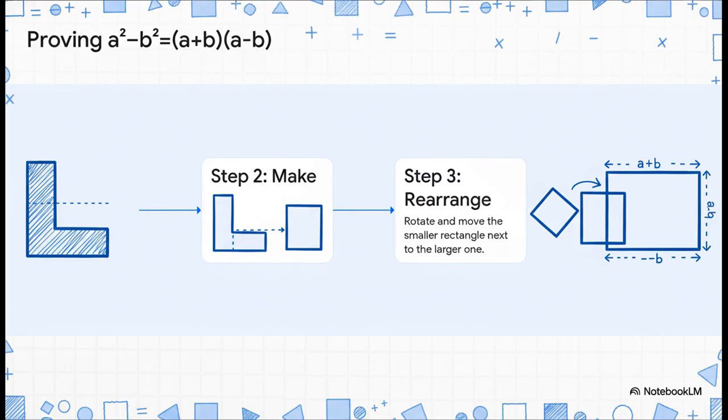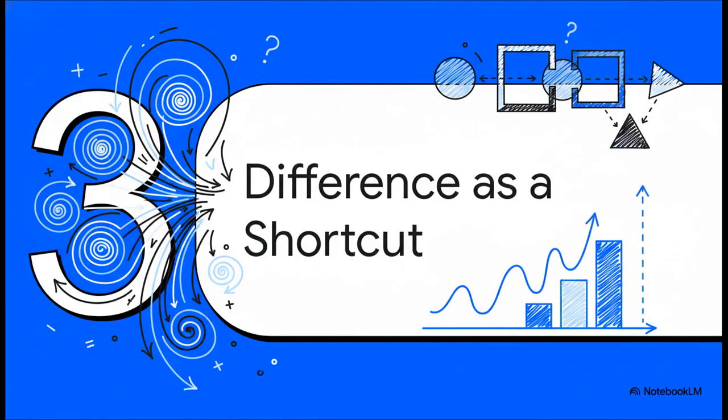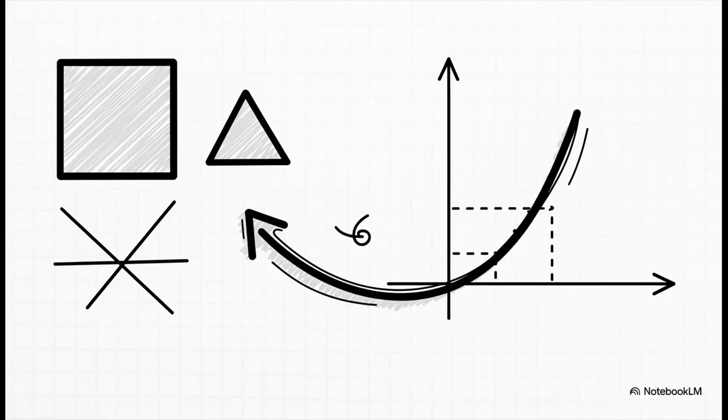And bam! Look at what we have. It's a perfect new rectangle. The total area is exactly the same, but now its sides are a plus b and a minus b. It's a perfect visual proof. How cool is that? So difference can build patterns and give us these amazing shortcuts in algebra. That's pretty cool, but what if it could do something even more powerful? What if it could help us describe change itself? All right, this is where we take the biggest leap of all.